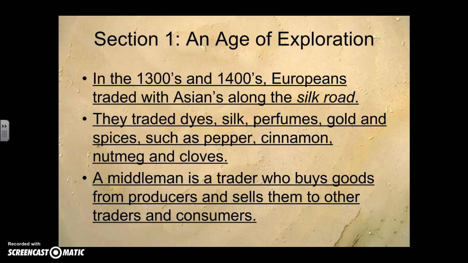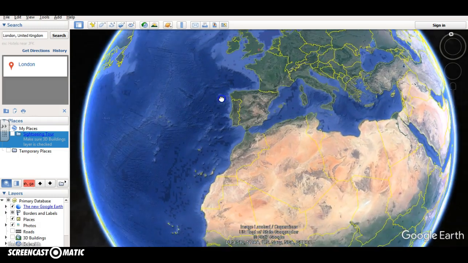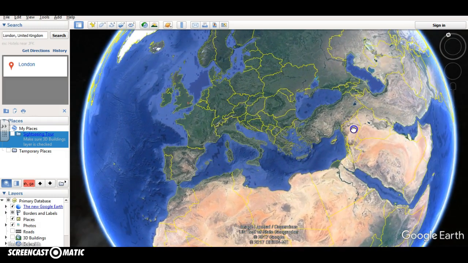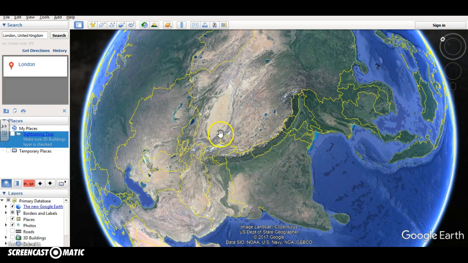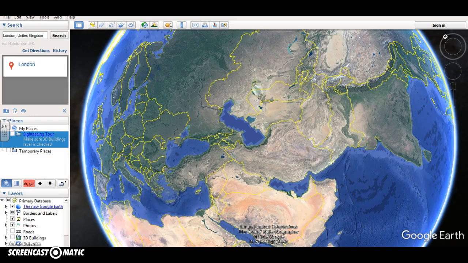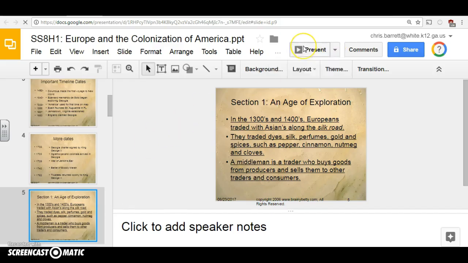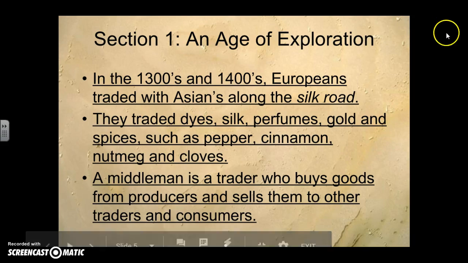When we begin with the age of exploration, we look at the Silk Road. It says the Europeans traded with Asians along the Silk Road. So think of, on the map, exploring and going from Europe all the way to India and to China. This was the Silk Road that Europeans and Asians used to travel back and forth in exchange of their goods. So what did they trade? Dyes, silk, perfumes, gold, spices, nutmeg, things like that.